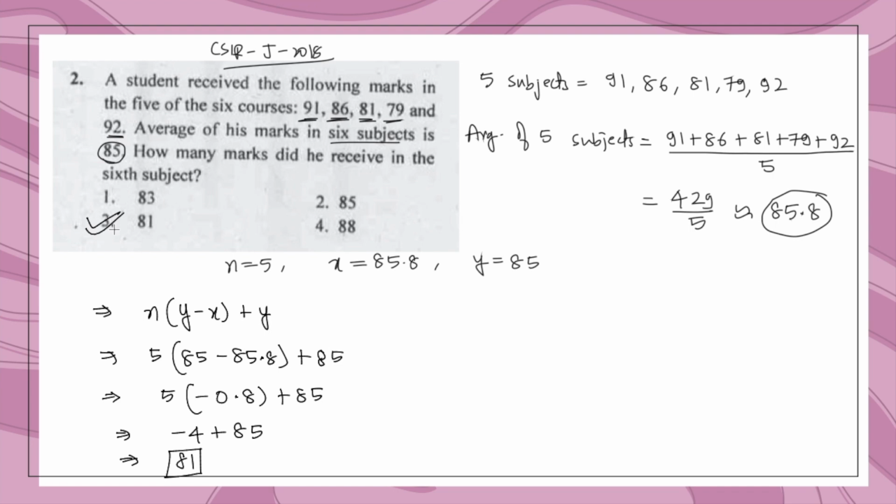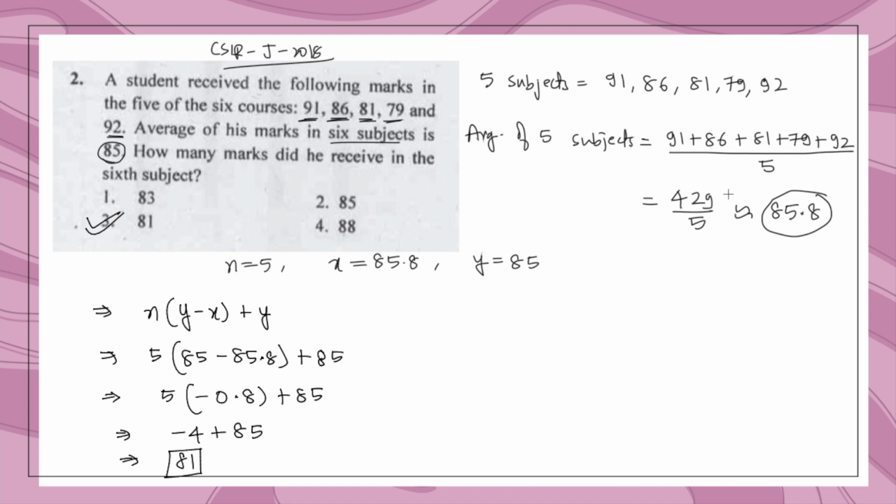Now you could have done the same question with the long method. In that long method, you would have considered the 6th subject as x, let's say. Then you would have added all the numbers, divided by 6, multiplied and solved. I'll show you the long method also, so that if you don't remember the formula, you still know how to solve it.